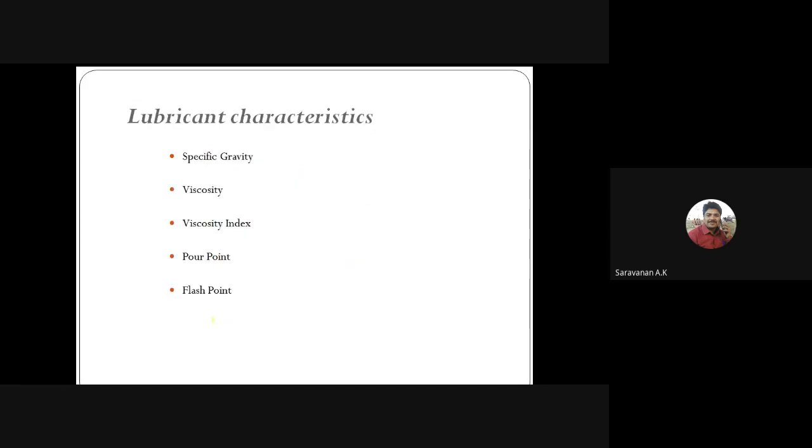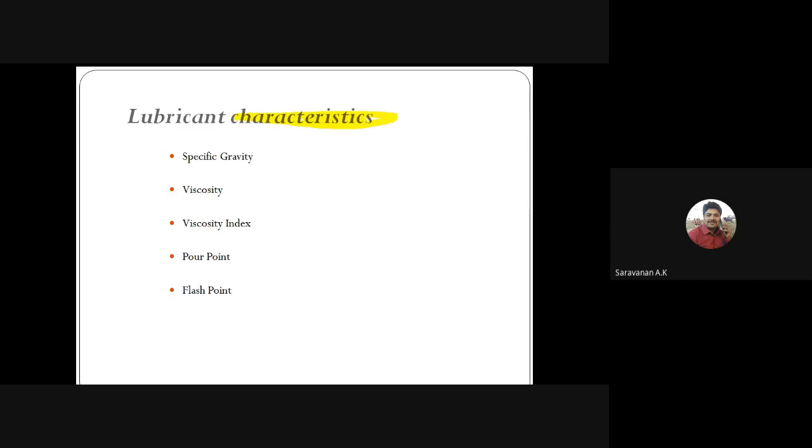Lubricants will have some properties, and due to the properties, we have to choose whether a lubricant will be suitable for the particular application or not. These five are the major properties to see whether the lubricant will be suitable. So these are the five lubricant characteristics.